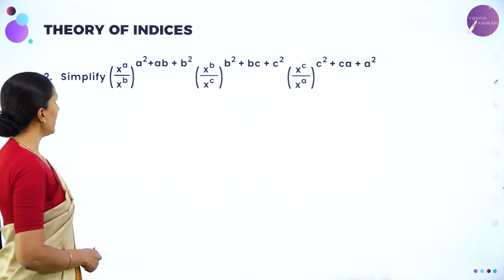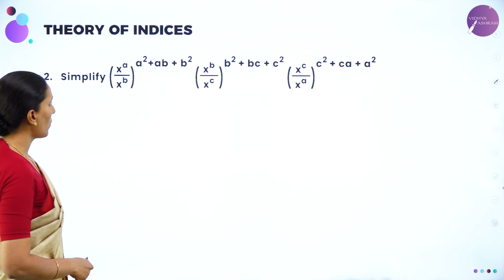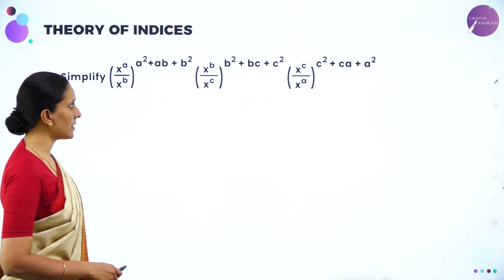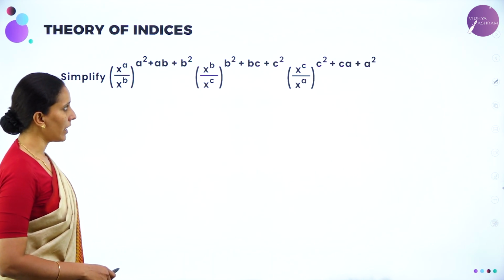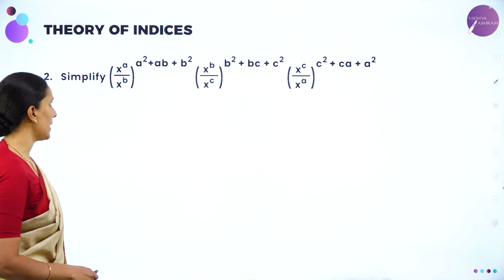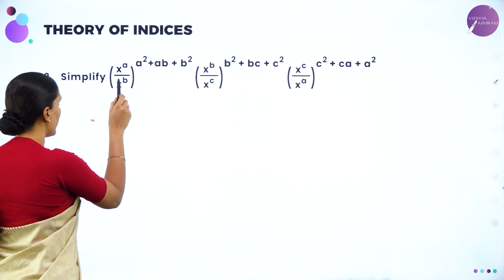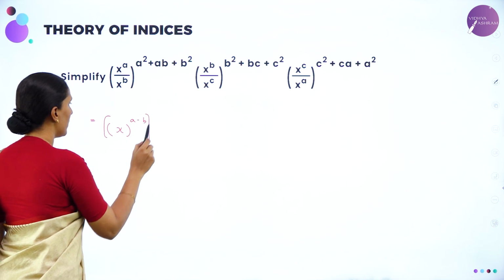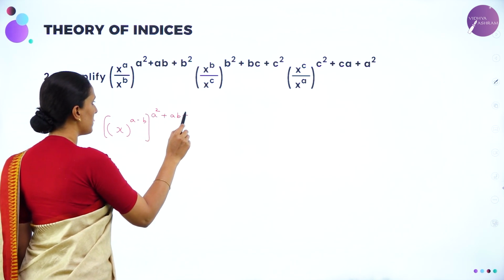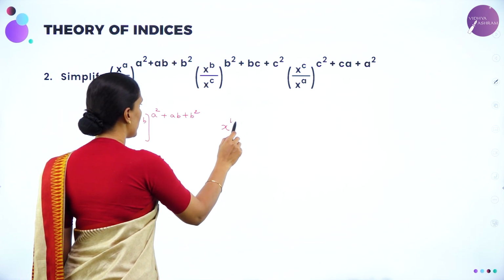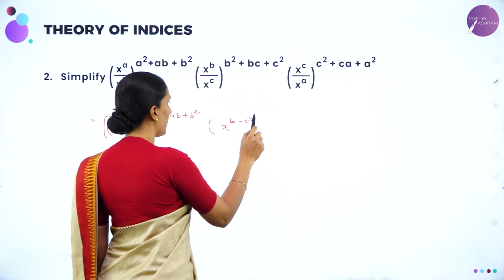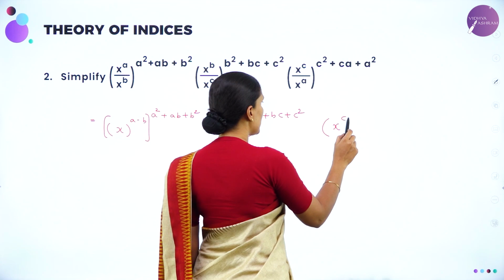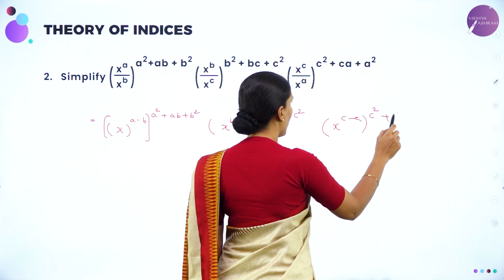Next one, simplify x power a by x power b, whole to the power a square plus ab plus b square, x power b by x power c to the power b square plus bc plus c square, x power c by x power a to the power c square plus ca plus a square. Again, using the second law of exponent, we can write this as x to the power a minus b whole to the power a square plus ab plus b square. And here again, x to the power b minus c whole to the power b square plus bc plus c square. And again here, x to the power c minus a whole to the power c square plus ca plus a square.